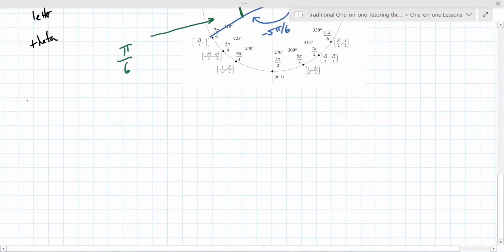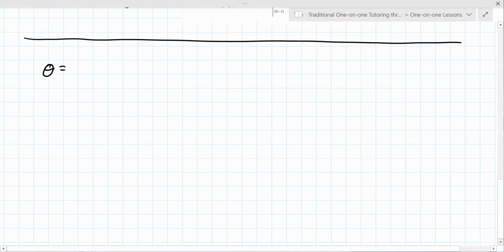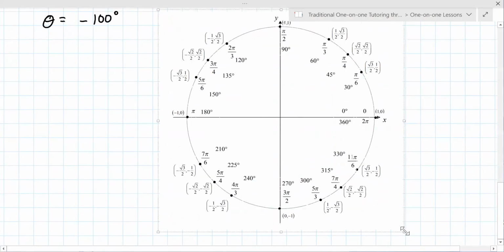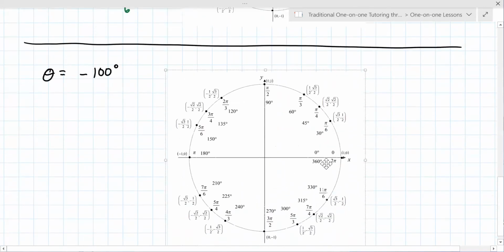Whenever you're ready, go ahead and give me that next one. Next one is just -100 degrees. Negative 100 degrees. Okay, fantastic. So you'll notice in that unit circle that I've snipped in here a couple of times, it's got both degrees and radians. So negatives are always weird.